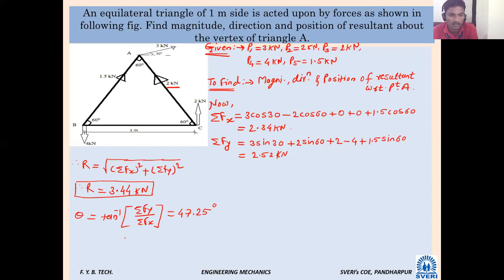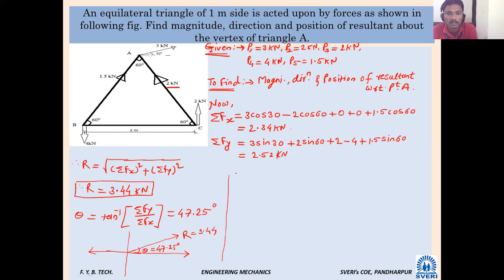So let us show how it is. The angle is positive. Clockwise or anti-clockwise? Anti-clockwise. So R equals 3.44, theta equals 47.25 degrees. Okay, two things we found out. Which are they? Magnitude and direction.